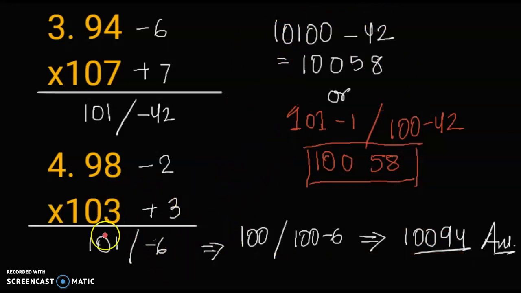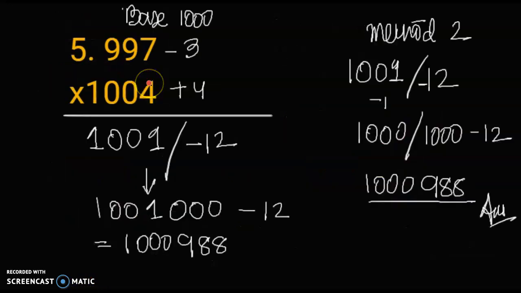Whichever method you find easy, you can proceed with. Now let us take a look at another example, question 5, where we have taken base as 1000. So one number is 997, another is 1004. One is less than the base, other is greater than the base. Again perform number minus base, that gives you minus 3 in the first case and plus 4 in the second case, number minus base.